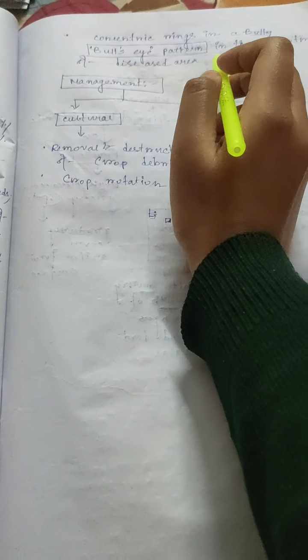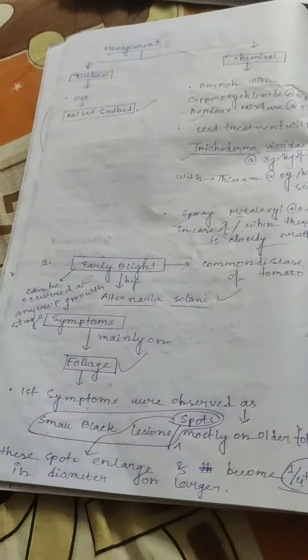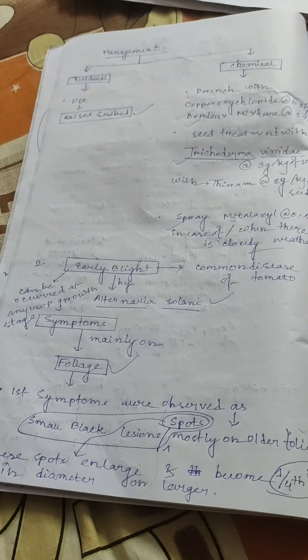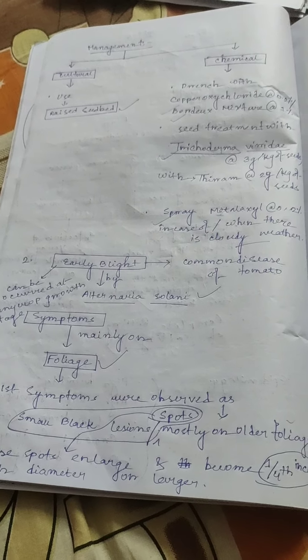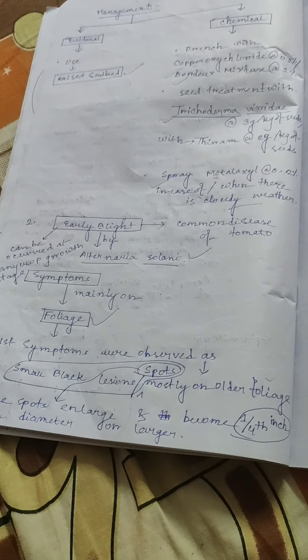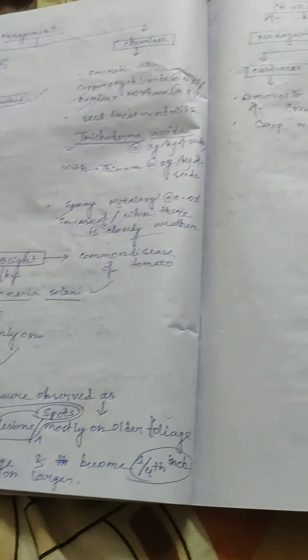Concentric rings in a bull's eye pattern in the center of the diseased area. So early blight of tomato is caused by Alternaria solani. Symptoms are mainly on the older foliage: spots with concentric rings in the form of a bull's eye pattern in the center of the diseased area. Bull's eye pattern, concentric rings. The spots or lesions are 1/4 inch in diameter.